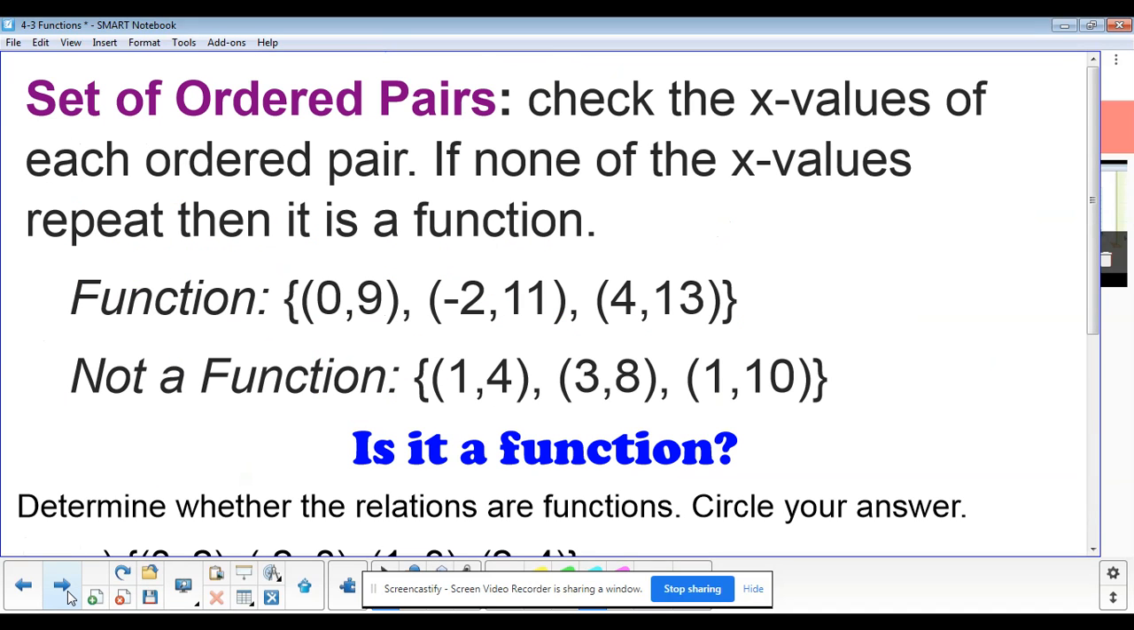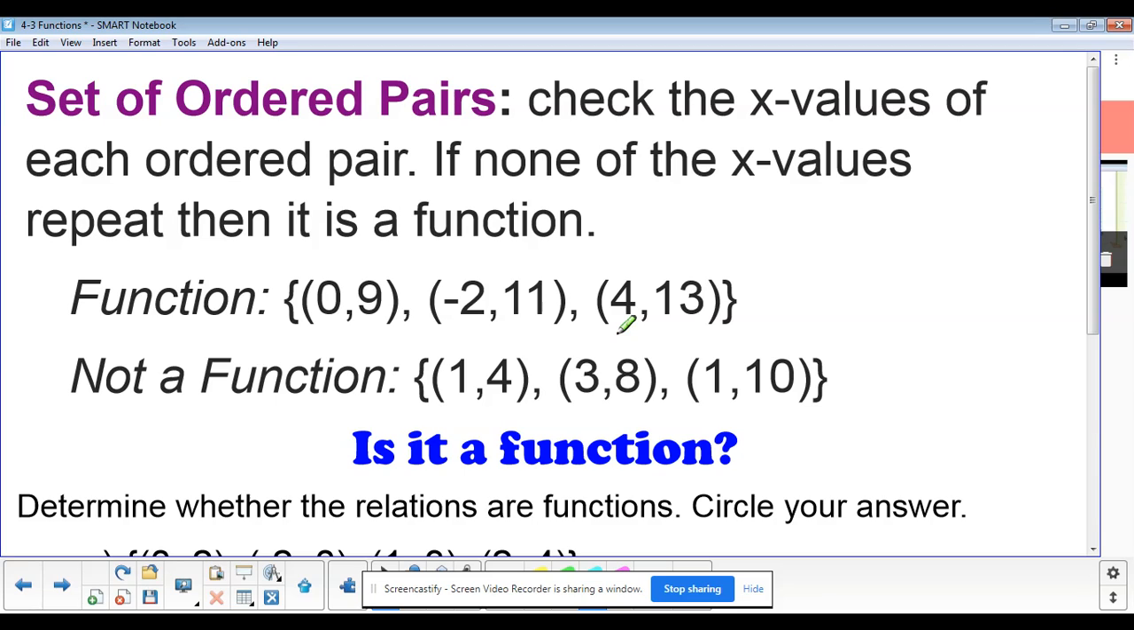Now we're going to look at each one in more detail. We're going to start with a set of ordered pairs. We just need to check if the x values repeat or not. So here are my x values in this first relation. Again, we know it's a relation because it's a set in those braces. Our x values are 0, -2, and 4. Those are all different numbers. Because all three of those are different, it is a function.